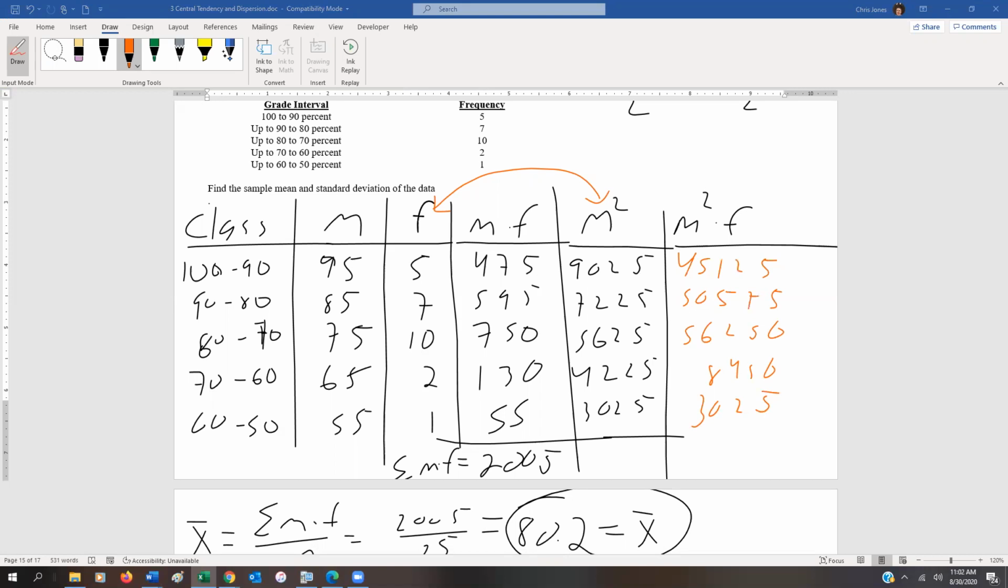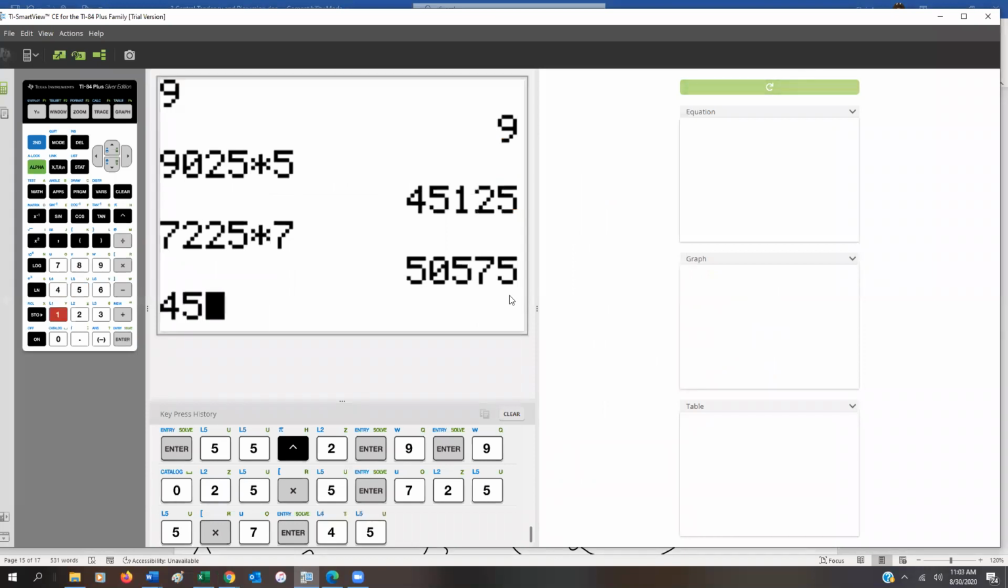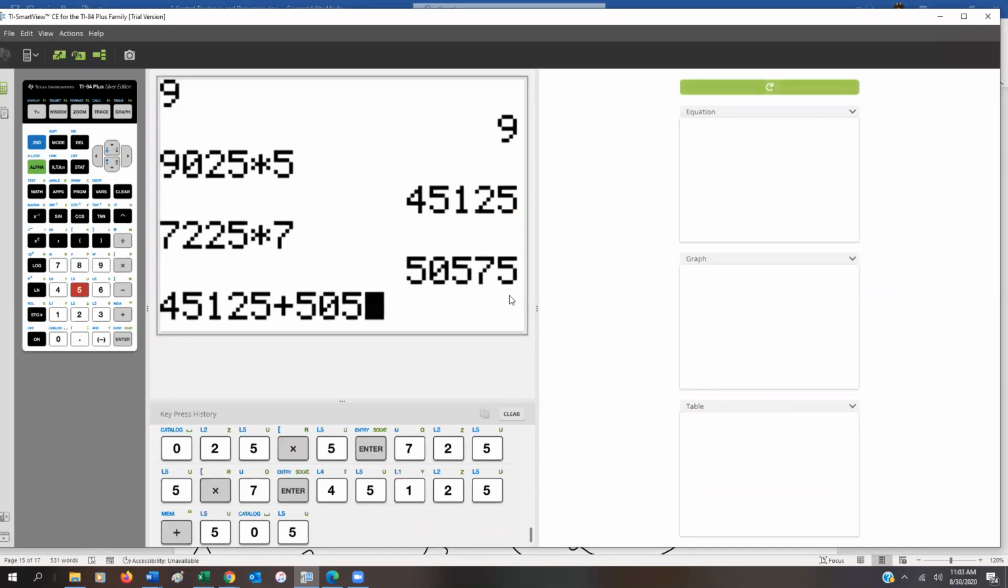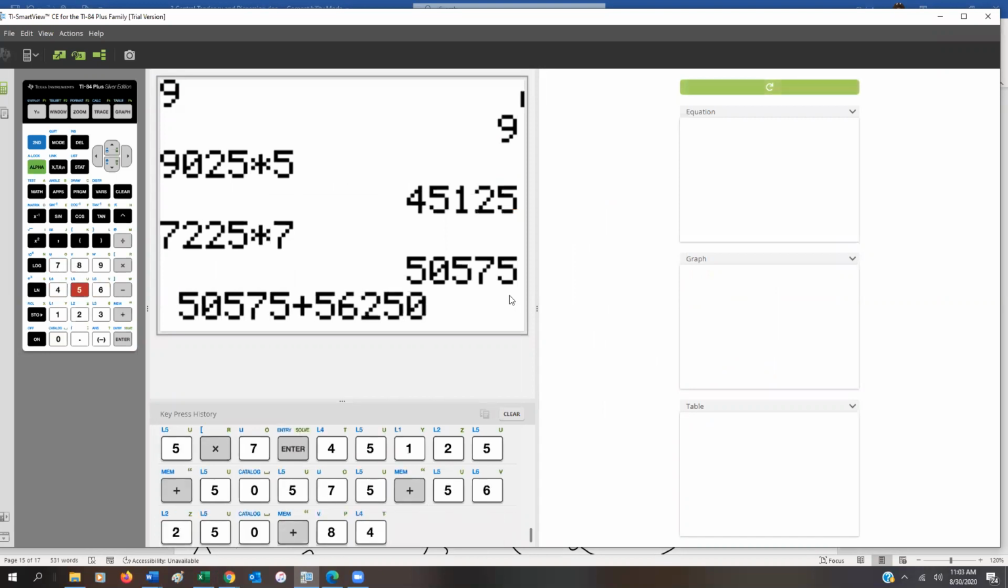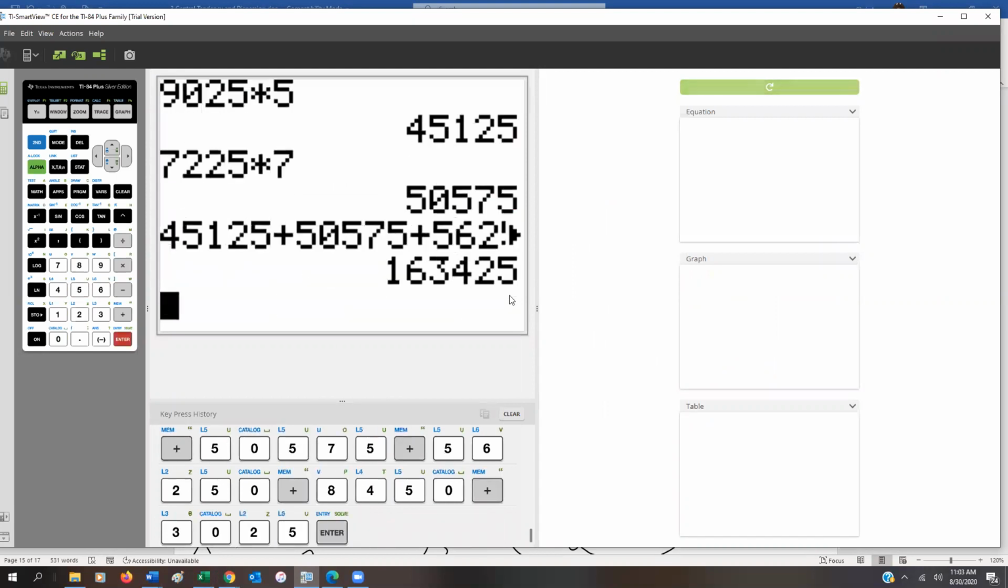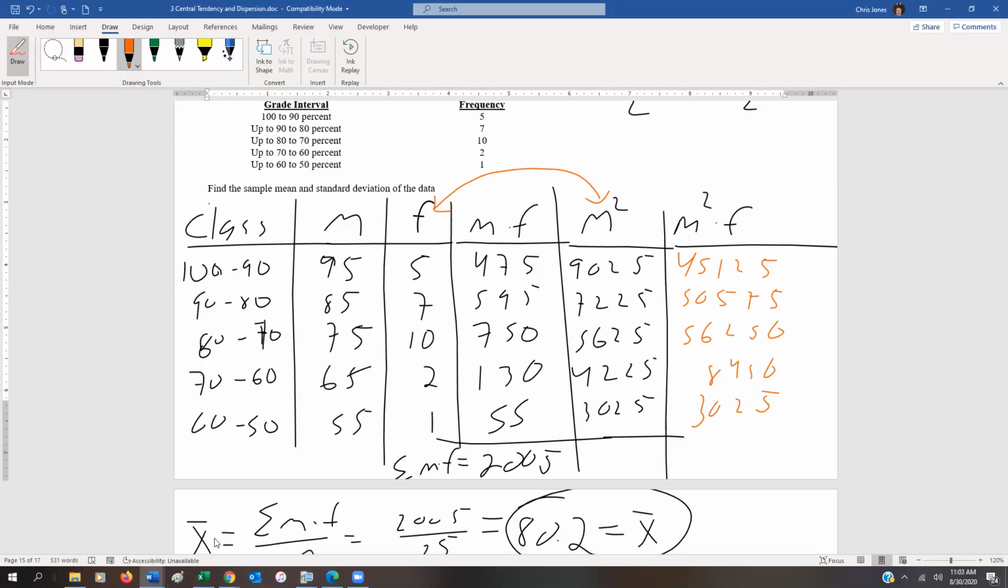So finally, we're going to go through and we're going to add those numbers up. All right. So let's just go in our calculator. We can add those up. So we have 45125, and then we have 505 plus 75, 56250, 8450, 3025. All right, so we end up with 163,425. Pretty gnarly number. And remember what this is. This is our sum of m squared times f.